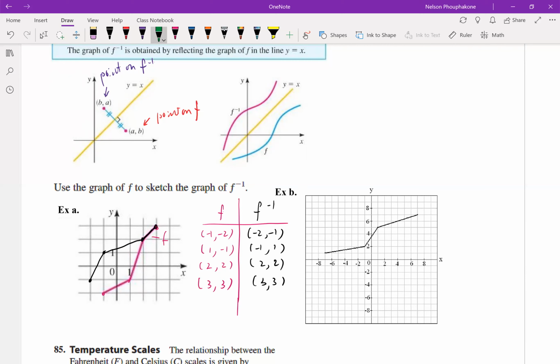Now, if I sketch y equal to x, this line right here, then you will see that the inverse function is symmetrical along this line y equal to x.